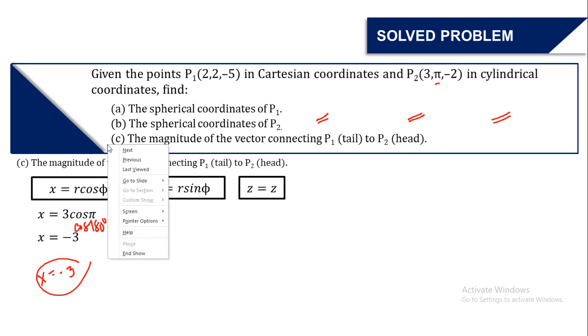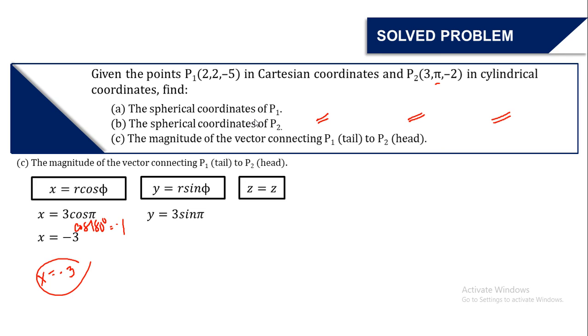Tama. Next, we have the y. Y is equal to, sabi sa formula, y is equal to r sine phi. So, substituting the values ng 3 at saka pi, yung ating y now becomes 3 times sine of 180, which is 0. So therefore, yung ating y is equal to 0.